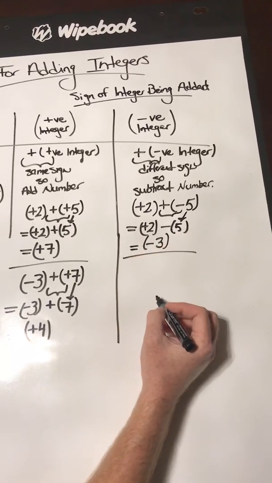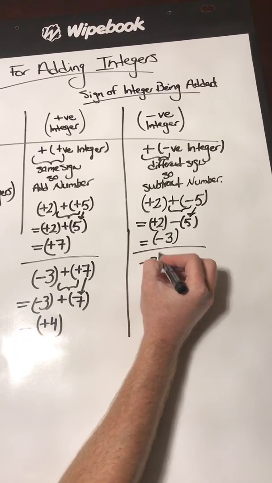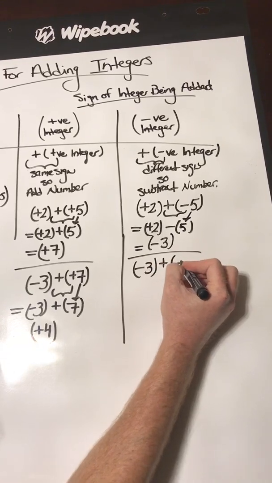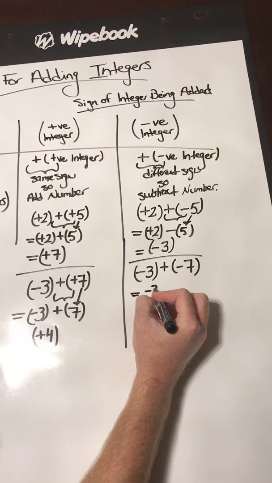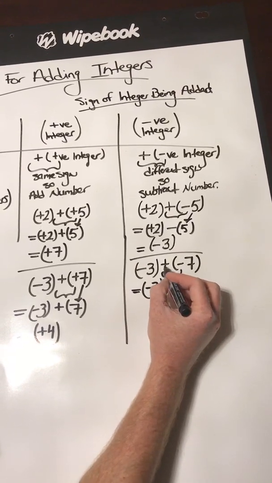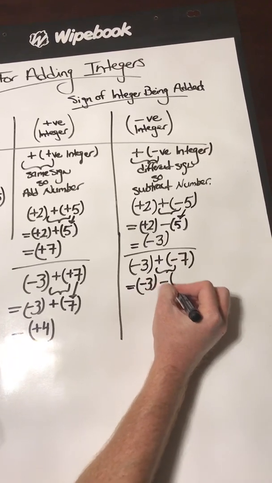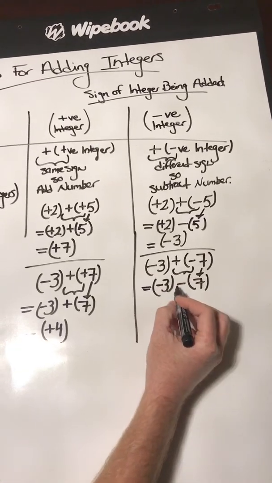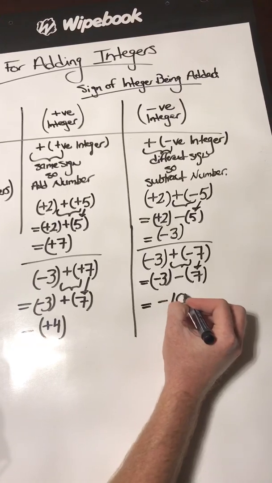And again, one more example, just starting with a negative number. Negative 3 plus negative 7. Okay, so it's going to be negative 3. What am I going to do there? Well, I look at this and, oh, they're different signs, so that means I'm going to subtract. So I'm going to subtract the number that's there, subtract 7. So negative 3 subtract 7 is negative 10.